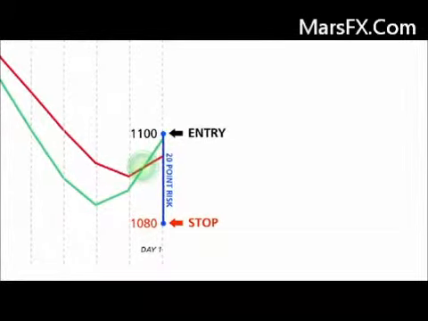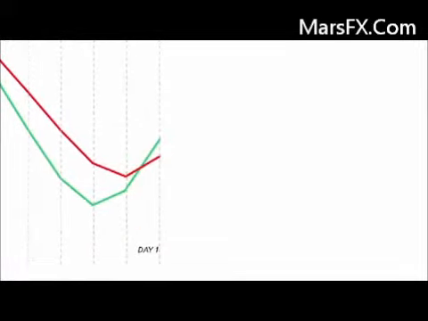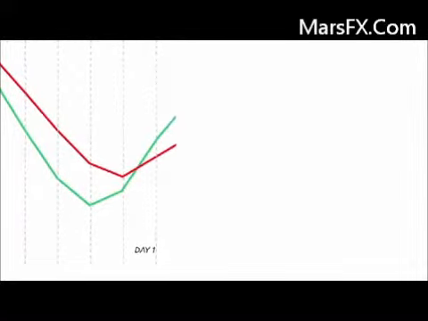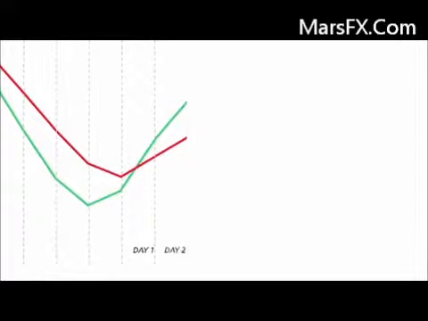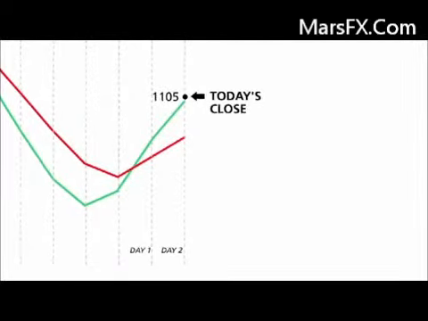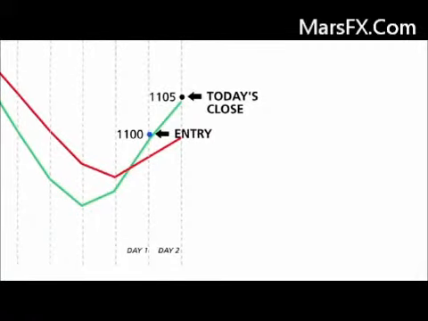Now that we've entered this trade and we have protection in place, we need to check the trade at each update time to see how the trade progresses. So as you can see here on the chart, we've followed through on this trade, and we need to check the closing price of the next update, which happens to be 1,105. What does this mean? This means at the moment we have a 5-point gain.